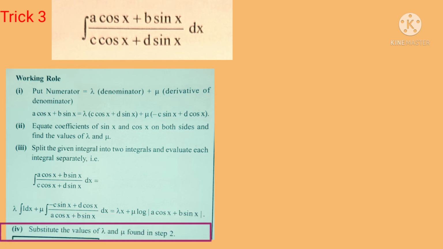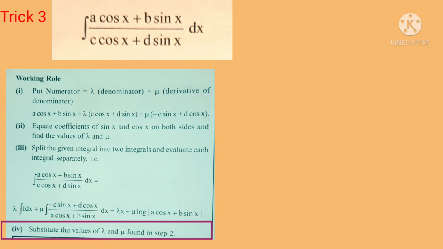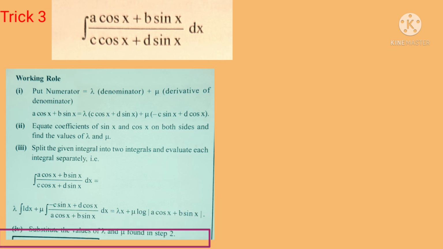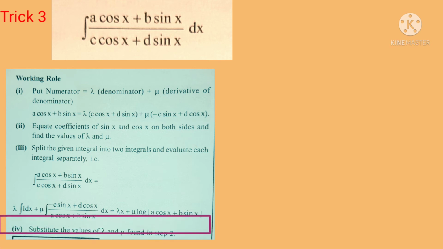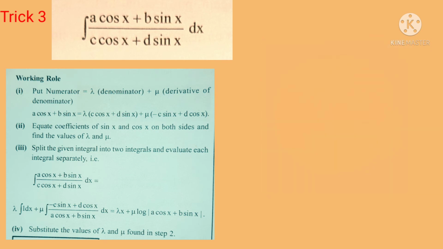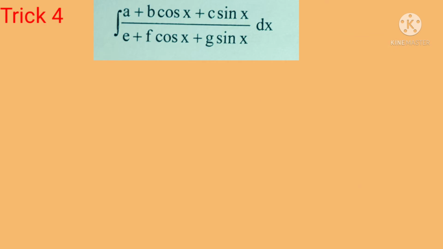Now we need to substitute the values of lambda and mu that we found in the second step. That's the answer of this integration. With these simple 4 steps only we can find the value of the integration. So let's move to the fourth trick.